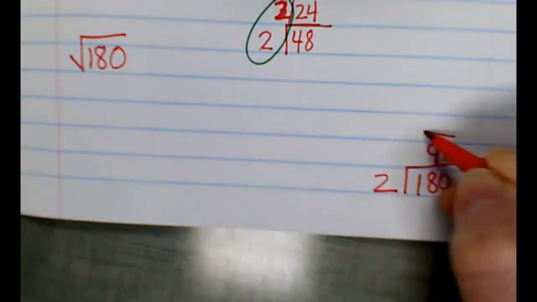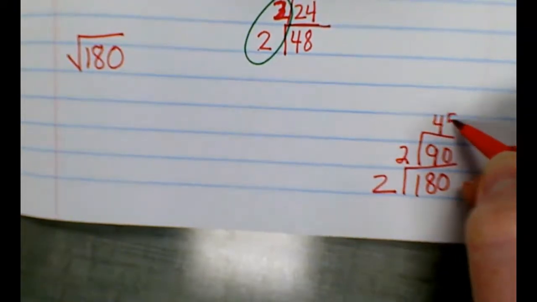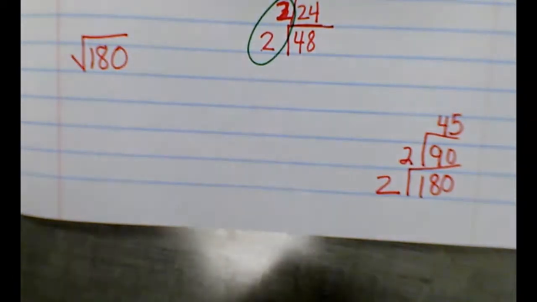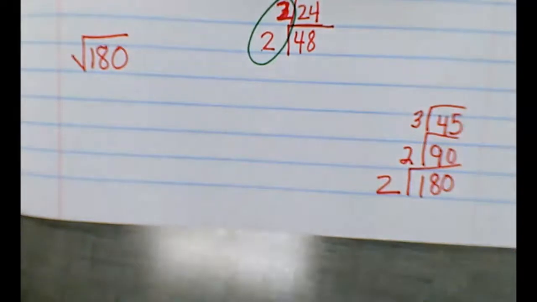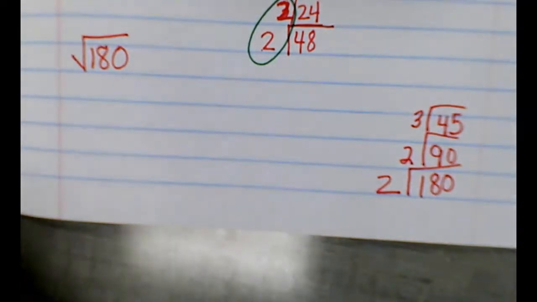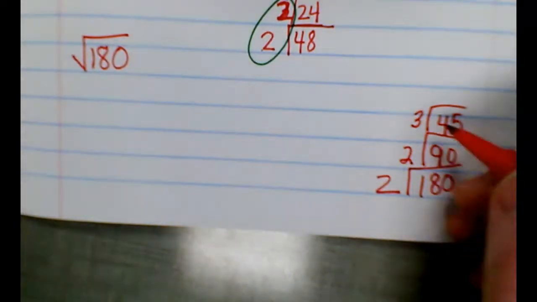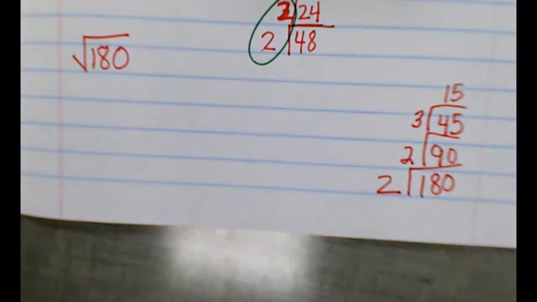Will 2 go into 90? Yeah, it will. Will 2 go into 45? Now, 5 goes into 45, but you don't want to divide by 5. You want to divide by the smallest possible number so you don't miss a pair. 3 will go into 45, and so 3 will go into 45 15 times.